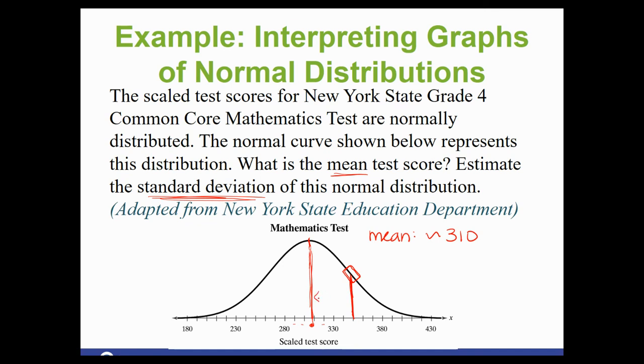Now, standard deviation is the distance between these two. So if this is 330, and this is 340, 350. So I'm taking 350 minus my mean, 310, to find the distance between them. That's my standard deviation. That's where most people get tricked up on this one: we want the distance between that inflection point and your mean. That's your standard deviation.